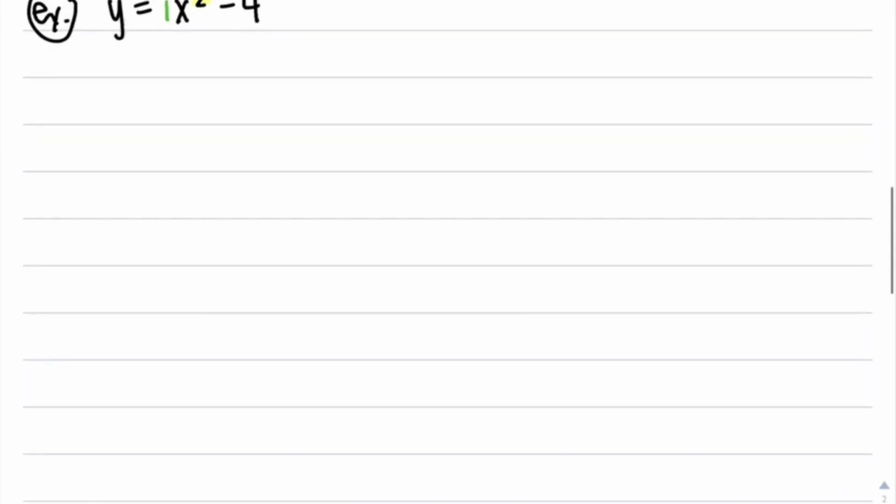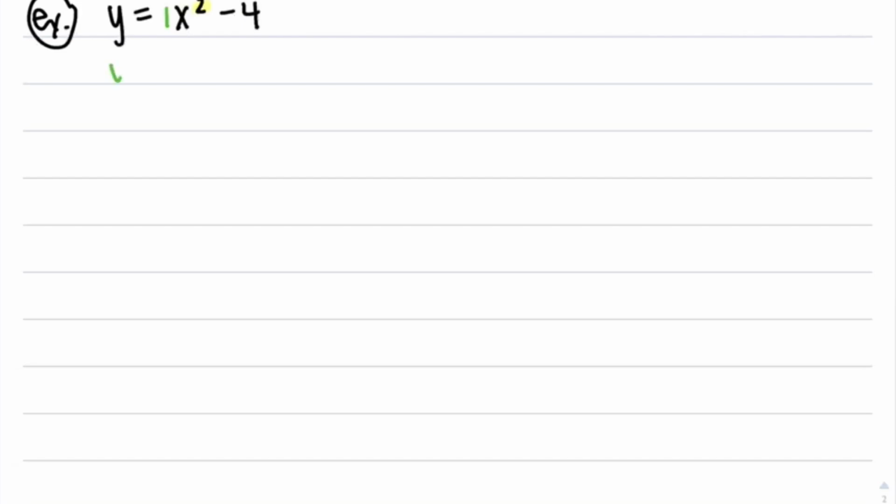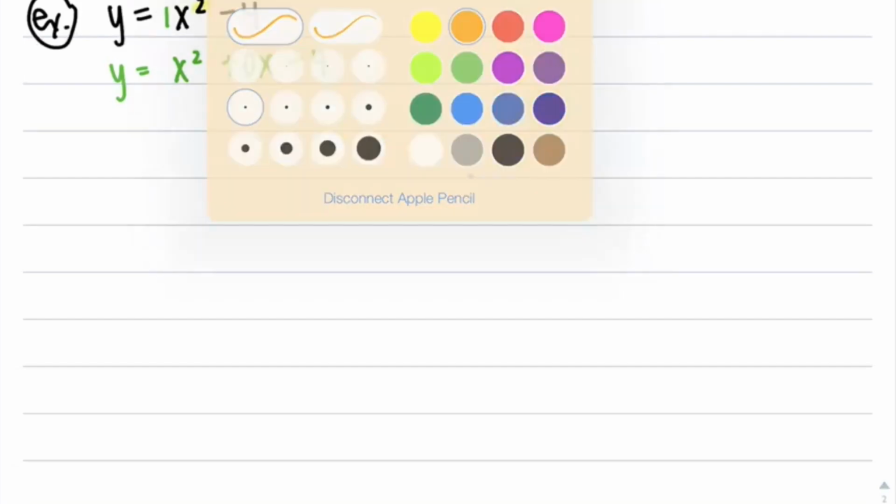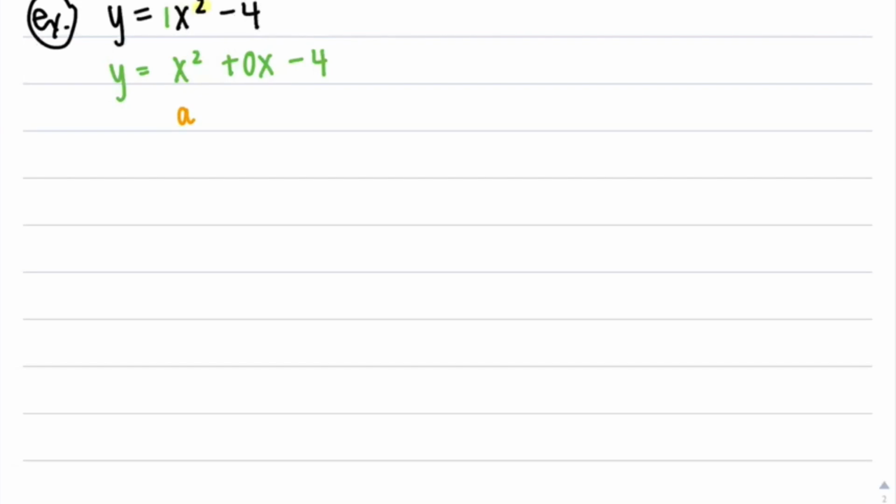All right, with this equation though, what I do want to point out is you actually are missing that middle term. You can think of this as y is equal to x squared plus, let's say, 0x minus 4, since there's really nothing in the middle. But that might help some of you figure out, again, that we have that a term, b term in this case would be 0, and then c to help us figure out that axis of symmetry.